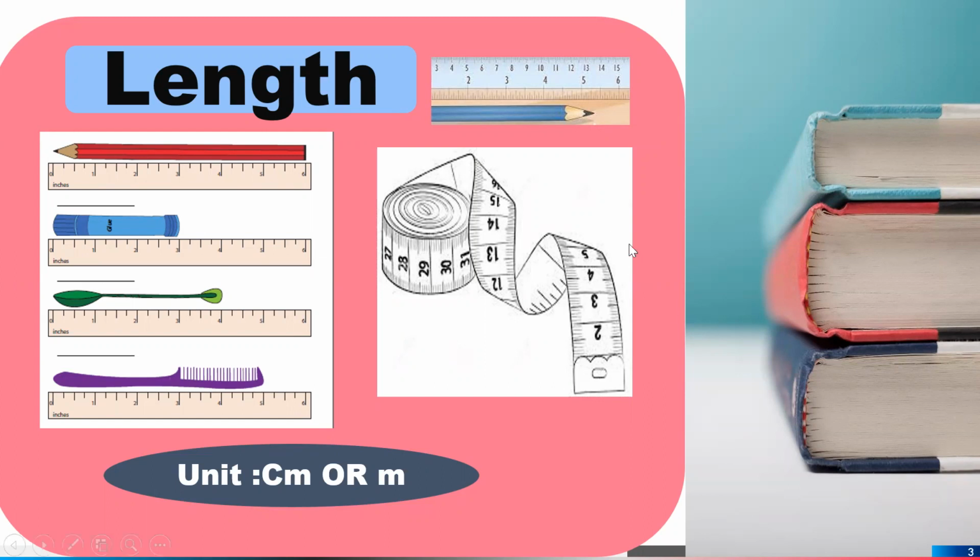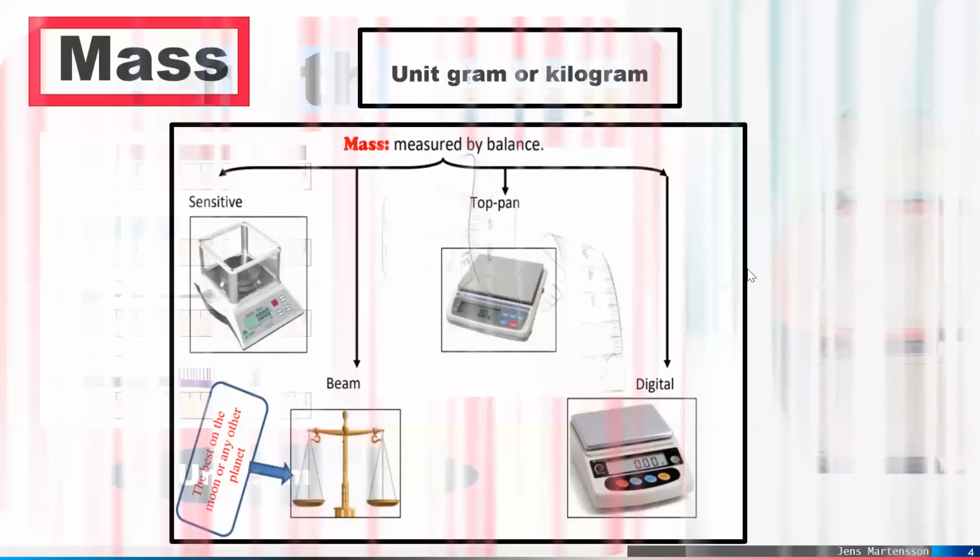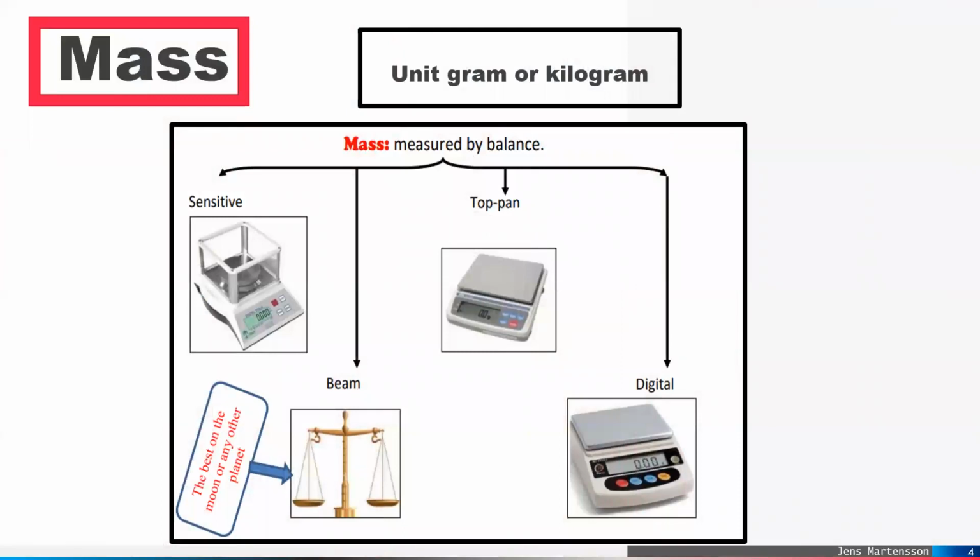The ruler is used to measure short lengths, just like a pencil, a pen, a small spoon. But the measuring tape is the tool used to measure longer lengths. And the unit of the length is centimeter or meter.